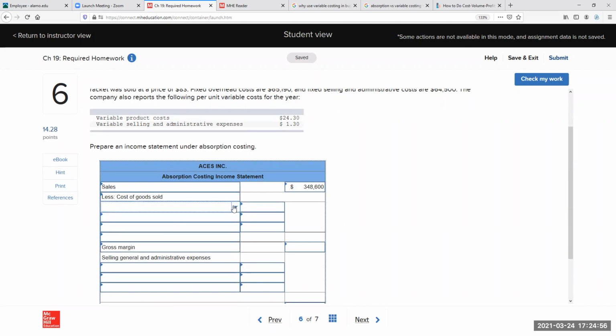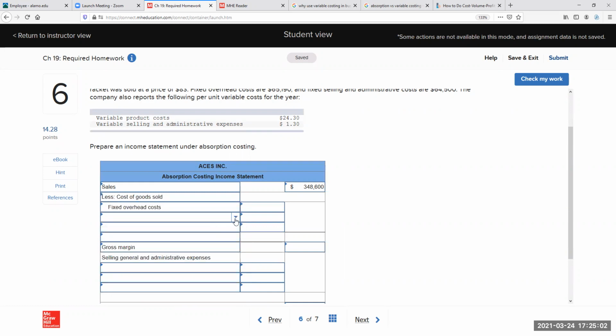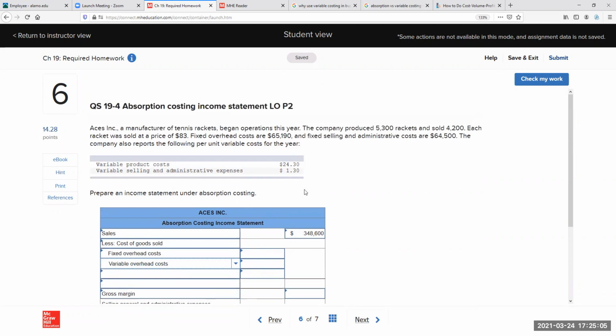So there's a difference. But what expenses go up here? Do we put fixed overhead? Yep. And what else? Variable overhead. So what's our fixed overhead? 65,190. 65,190 divided by how many we produced, 5,300, times the 4,200 we sold. So does everybody understand why it's not the full amount there? It's based on what you sold. Now let's take our variable overhead, 24.30 times 4,200 sold, 102,060.